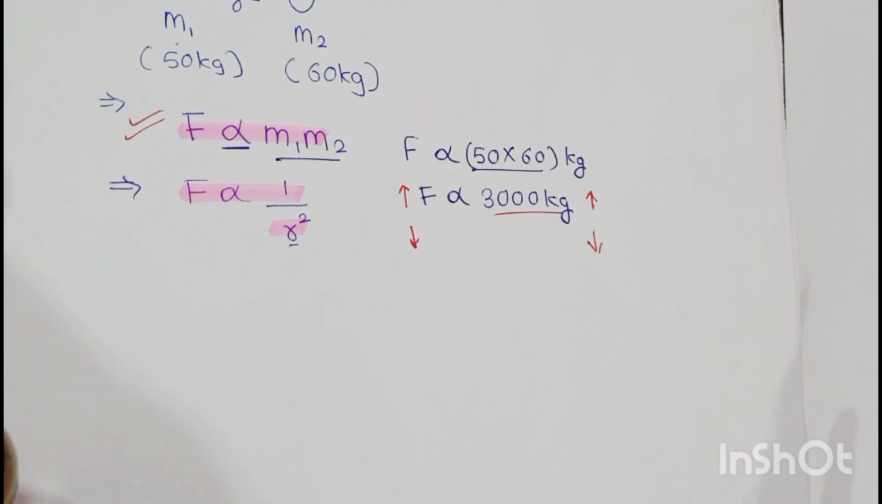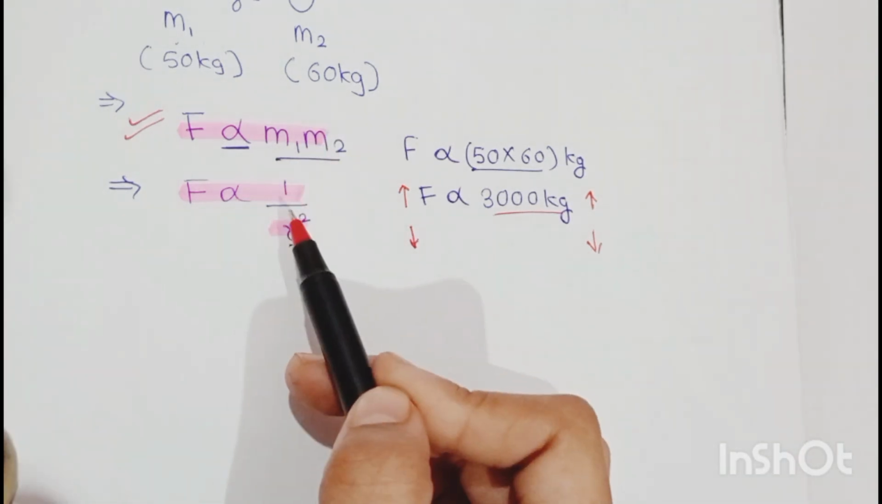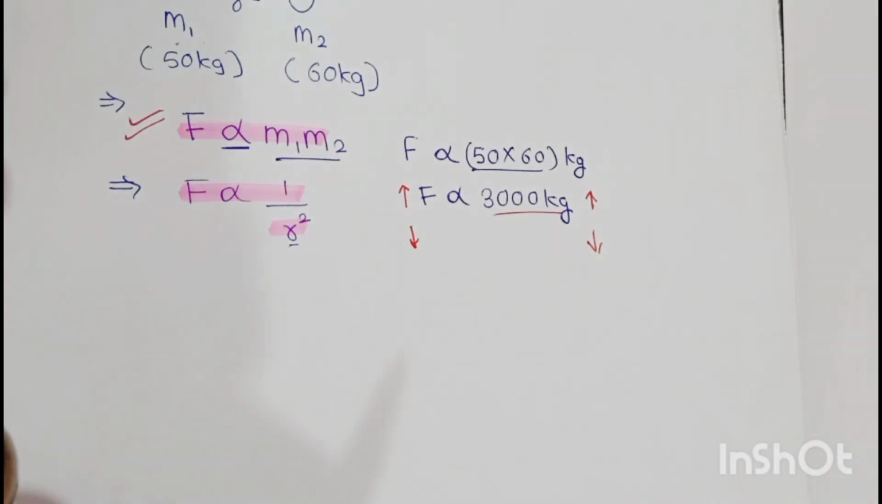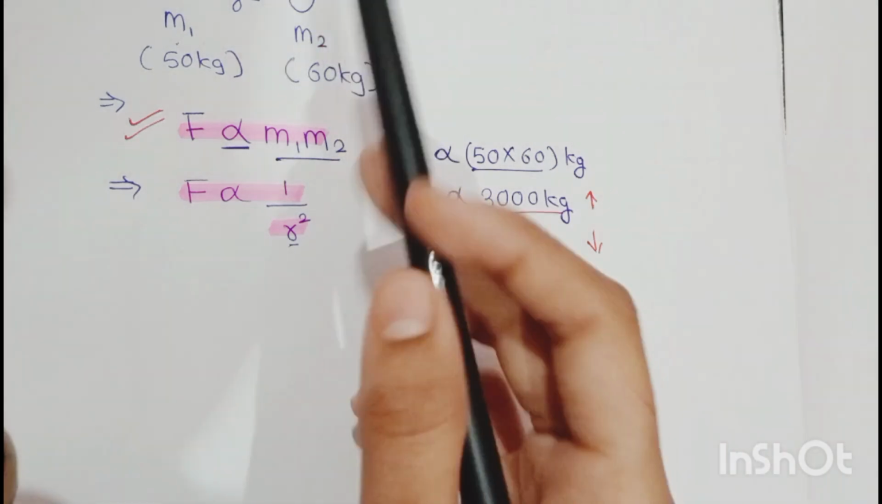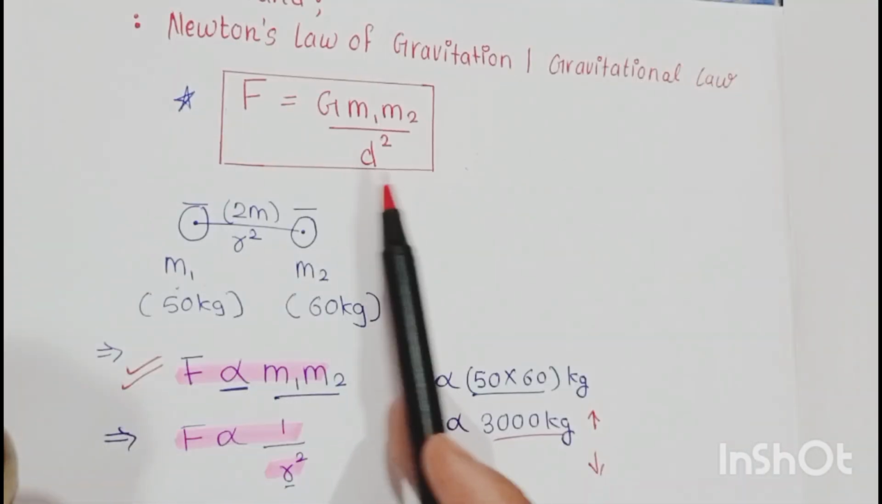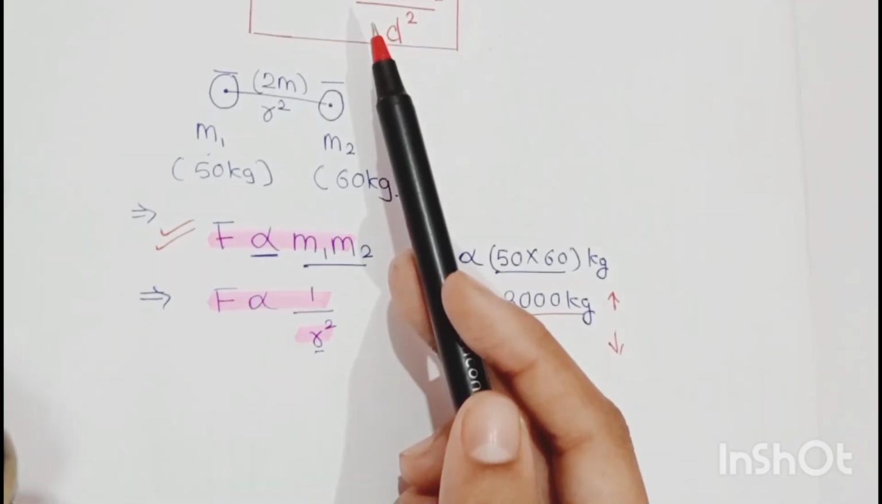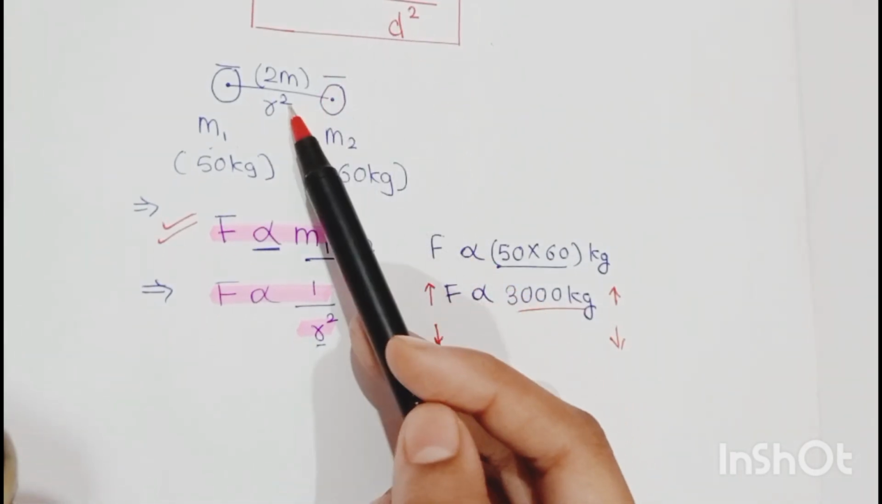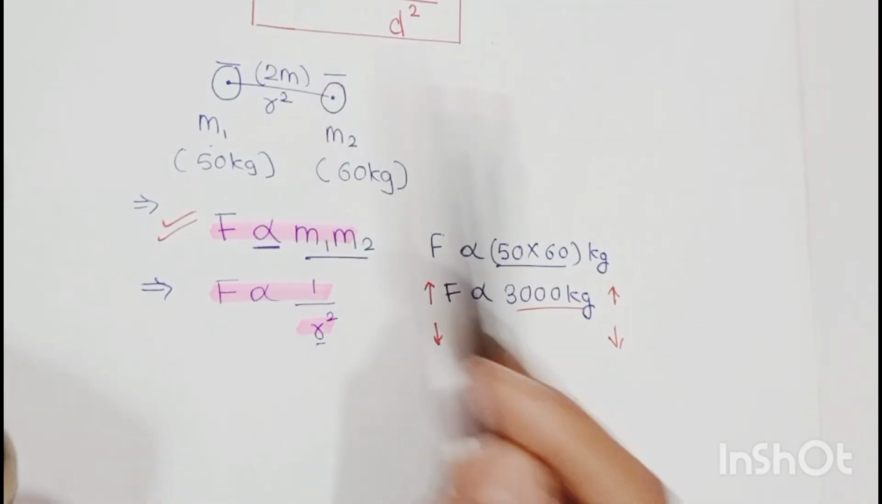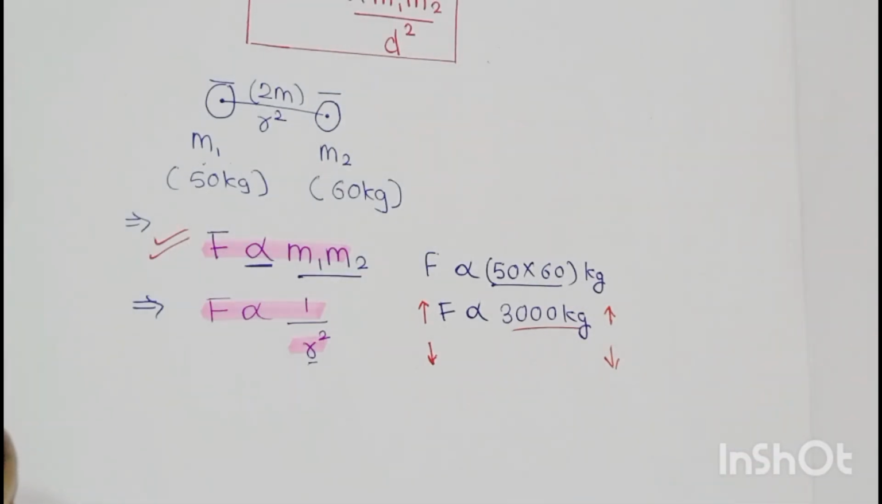If you understand these two things, then you will be able to derive this equation which I wrote here, F equals G m1 m2 upon d square. Here I took the variable as d, but there I took the variable as r. I should have taken the same variable, but alright, my bad.